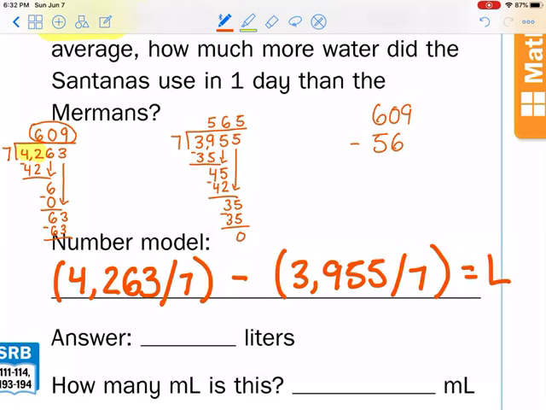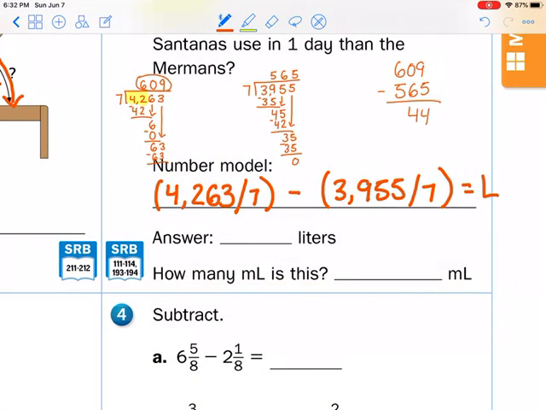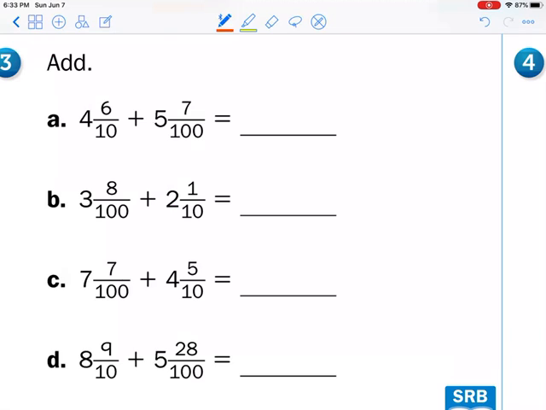So now that I know how much they used, you're going to subtract 565 liters from the Merman family from the 609 liters from the Santana family. And if you did that math, you should get 44 liters. So my answer is 44 liters. And if I wanted to find out how many milliliters, I would do 44 times 1,000, because there's 1,000 milliliters in 1 liter, and you would get 44,000 milliliters.